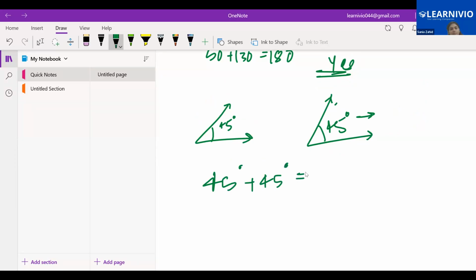90. Mana, why is your camera off? What's 45 plus 45? 90. Are these supplementary or not? No, they're complementary. Very nice. They're complementary and not supplementary. So for supplementary, you'll put a cross.